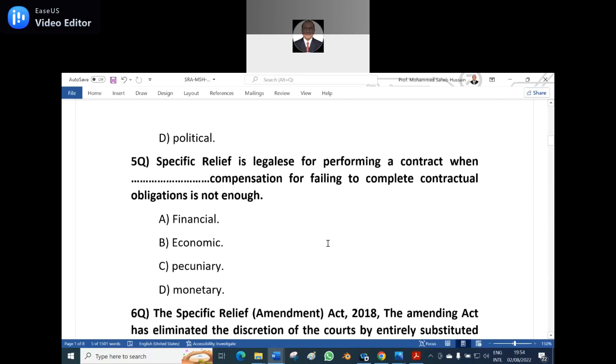Fifth question. Specific relief is legalese for performing a contract when dash compensation for failing to complete contractual obligation is not enough. Option A, financial. Option B, economic. Option C, pecuniary. Option D, monetary. The right answer for the blank is D, monetary. Not pecuniary, not economic, not financial.